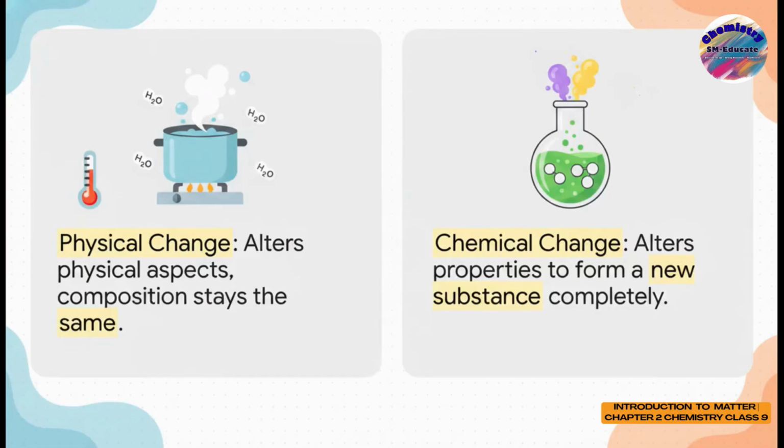And this brings us to a really vital distinction in chemistry, how matter actually changes. Remember that boiling water from earlier? That was a physical change. We altered its temperature, sure, but it was still H2O at the end of the day. The chemical composition stayed exactly the same. But if we were to take 2 totally different elements and chemically combine them to create something brand new, that's a chemical change. It alters the fundamental chemical properties to form a completely new substance.